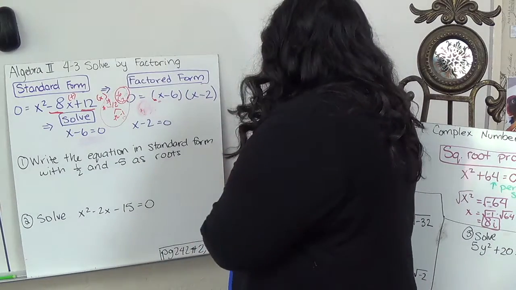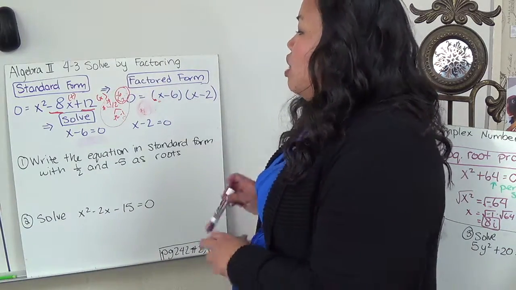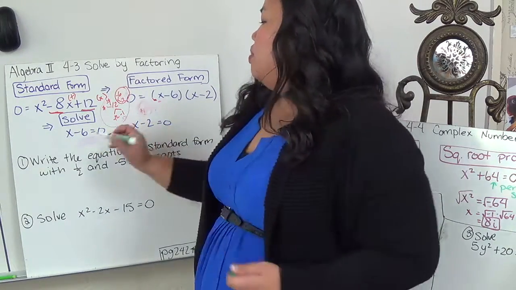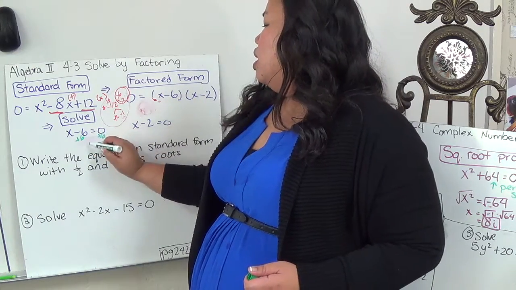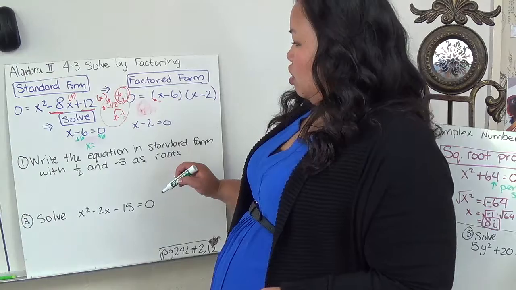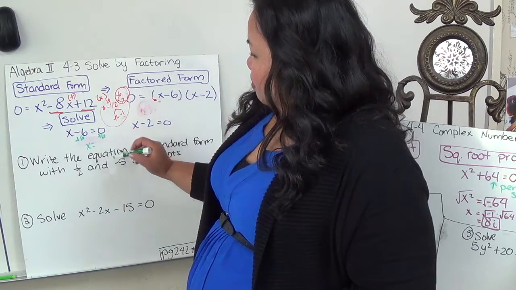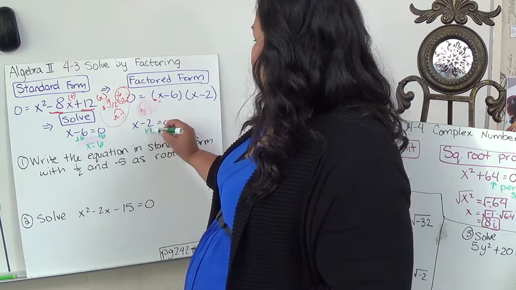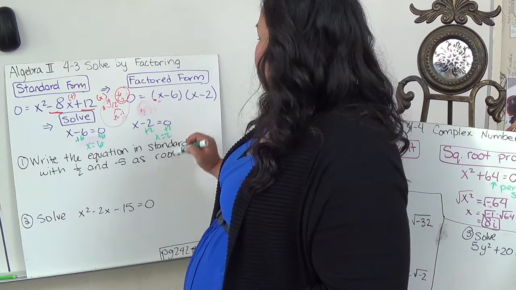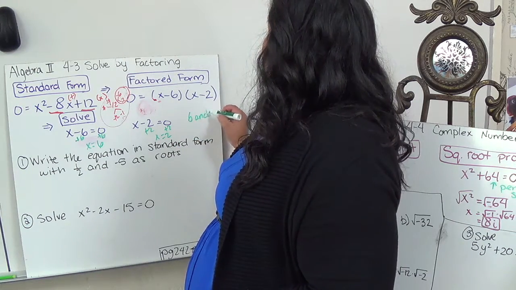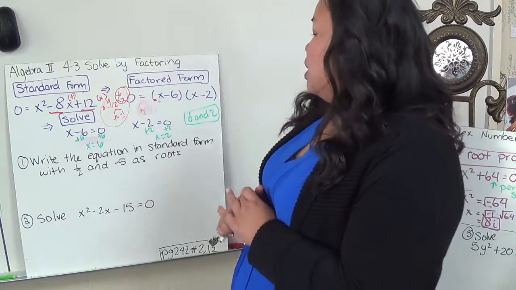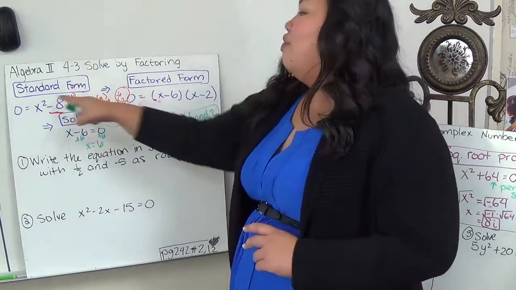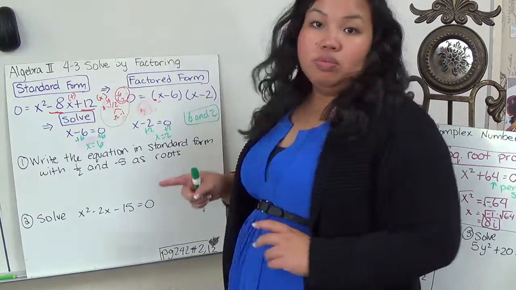So again, I didn't change anything, and once I do that, I can solve this easily. By adding 6 on both sides, x equals 6, and I add 2, and x equals 2. So my answer is 6 and 2. What this basically means is that I use factored form to tell me that if I were to graph this, my zeros would be 6 and 2.